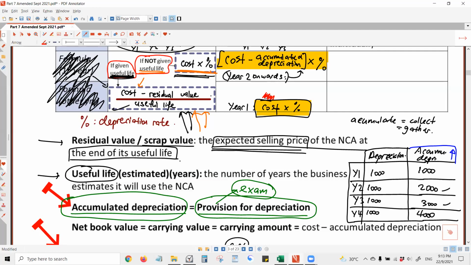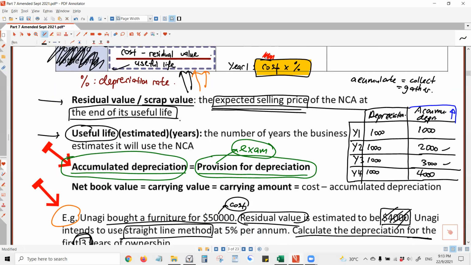Now let's learn one more term, which is net book value. Net book value.